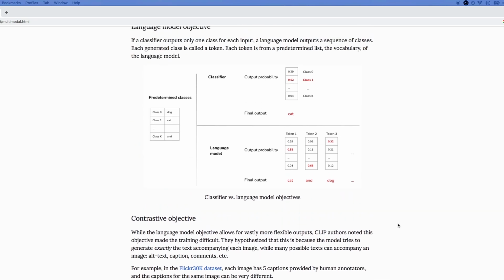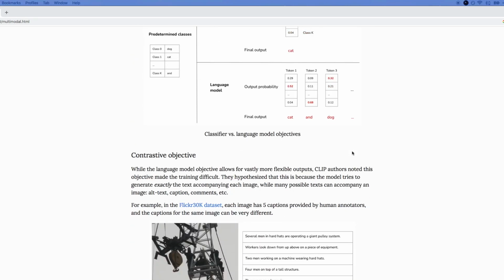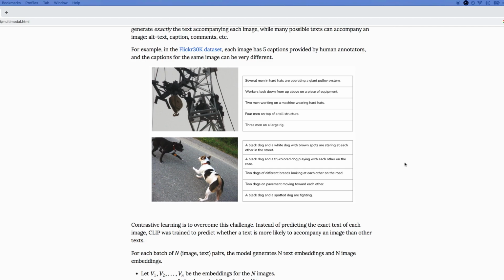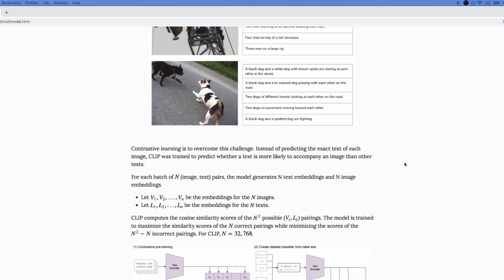Contrastive objective. While the language model objective allows for vastly more flexible outputs, CLIP authors noted this objective made the training difficult. They hypothesized that this is because the model tries to generate exactly the text accompanying each image, while many possible texts can accompany an image: alt text, caption, comments, etc. For example, in the Flickr30K dataset, each image has 5 captions provided by human annotators, and the captions for the same image can be very different. Contrastive learning is to overcome this challenge.